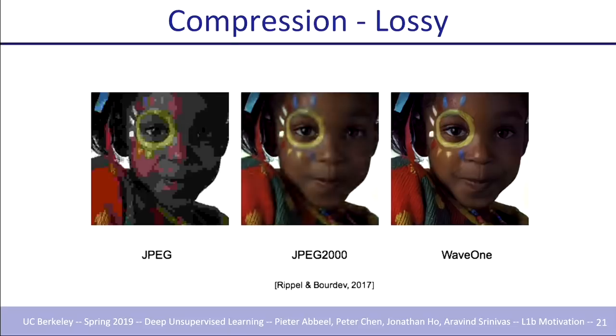WaveOne actually started out of Berkeley. One of the founders is Lubomir Bourdev, who was a PhD student here until a few years ago, and just started a company around using unsupervised learning for compression.